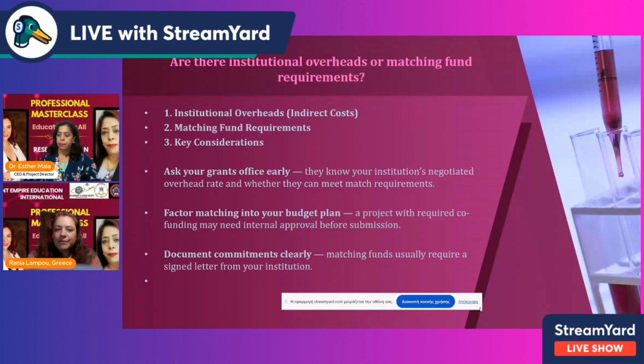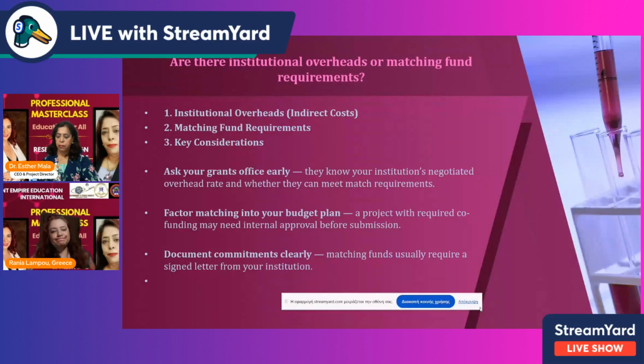The second has to do with the matching fund requirements. Some grants require that your institution contributes financially or in kind. This is what we call matching fund. What could be cash matching: your university or another partner contributes actual money to the project. What we call in-kind matching: instead of cash, the institution provides lab space, staff time, or tuition remission for graduate students.